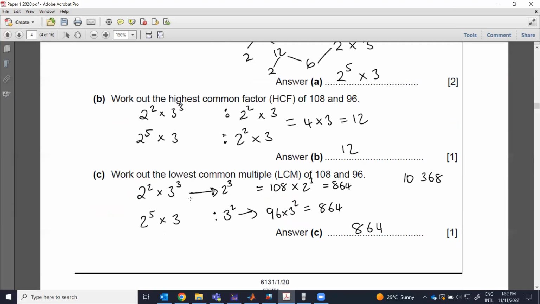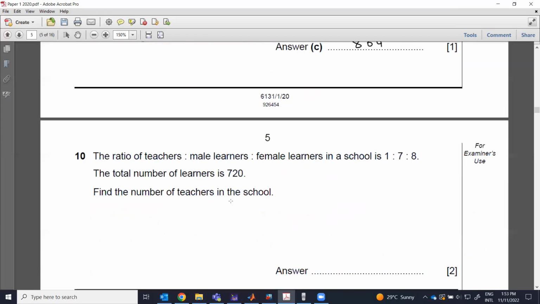So instead, what you do is you try and make this number look the same as that one by filling in the gaps. You see here, I have 2 to the power of 2. I need 2 to the power of 5. So I multiply by 2 to the power of 3. And this one I have 3 to the power of 1. It needs to be 3 to the power of 3. So I fill in the gaps by multiplying by 3 squared.